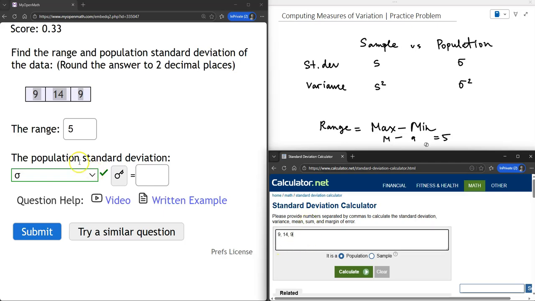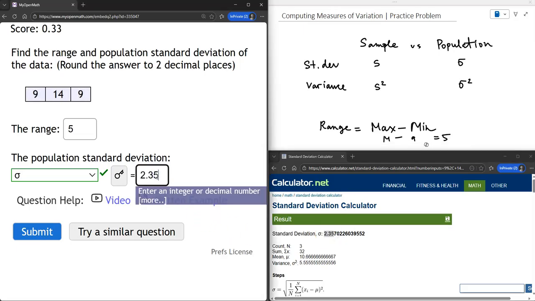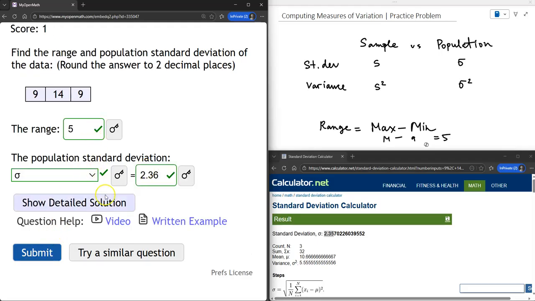And now I'm going to select population, press calculate, and it does all the work. So standard deviation is 2.357, and I'm going to round it to 2.36. And that's how you get the full credit.